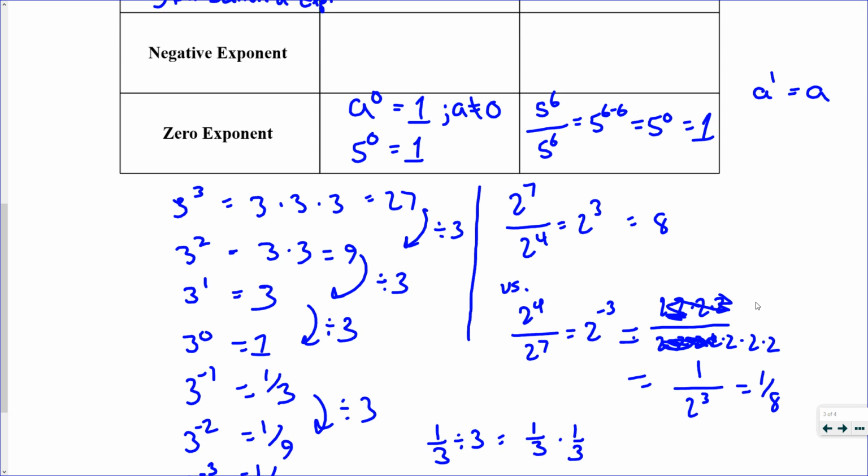And we can fill in that rule up here. Some number like 2 to the negative 5th is equal to 1 over 2 to the 5th. The general rule is that a to the negative m is equal to 1 over a to the positive m. Notice that means that negative exponents still give positive answers.